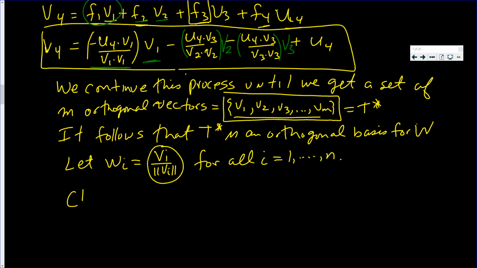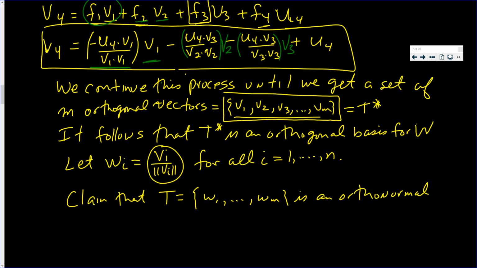I claim that T equals W1 up to Wm is an orthonormal basis for W. Now, just scaling the vectors is not going to change that it's a basis. If you have a basis, where are we? You have the basis here.